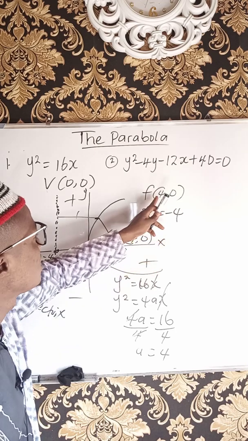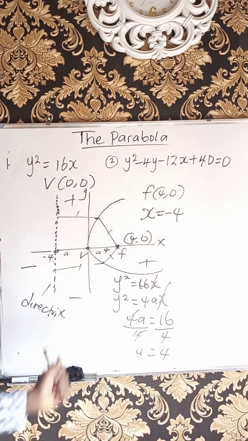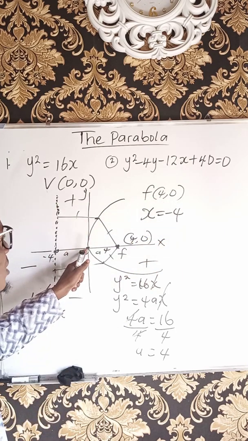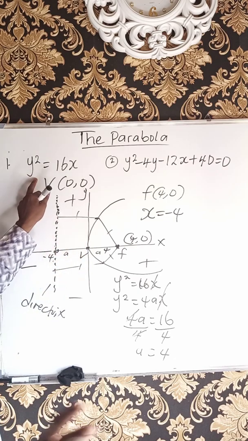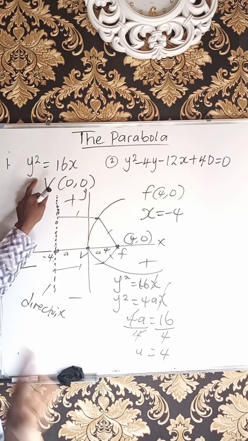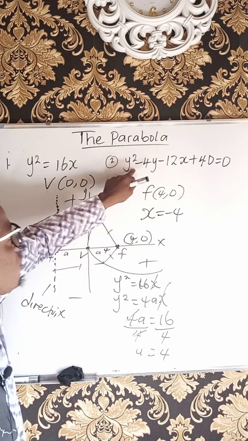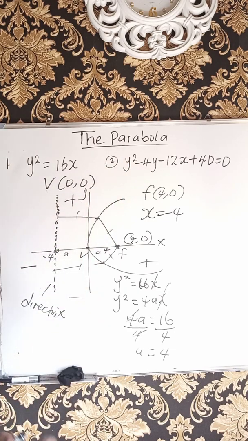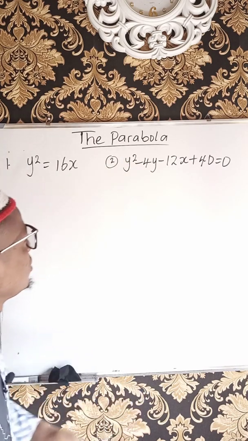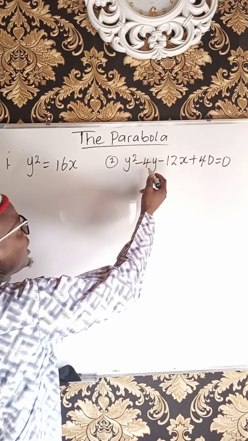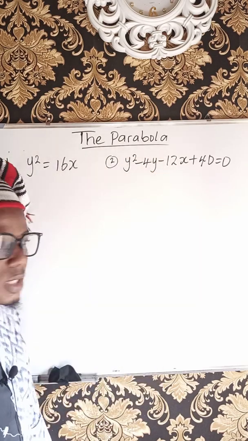Our focus is 4, 0, while the vertex is at 0, 0. So whenever it is like this, don't suffer yourself, just know that the vertex is 0, 0. Now let us solve this one, which is more difficult. Okay, for question number 2, this is y squared minus 4y minus 12x plus 40 equal to 0.